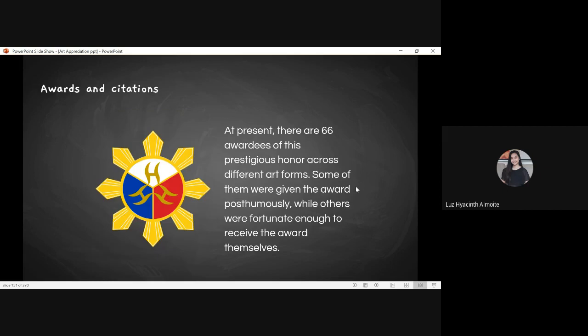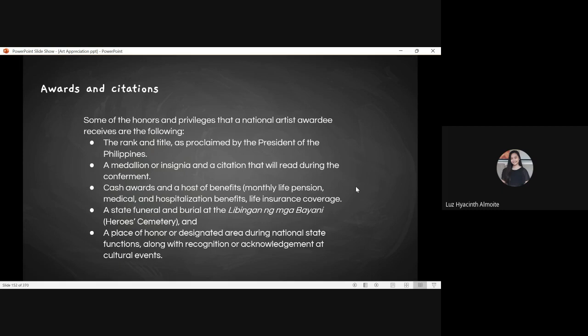So at present, there are 66 awardees of this prestigious honor across different artworks. Some of them were given the award posthumously, while others were fortunate enough to receive the award themselves. Some of the honors and privileges that a National Artist Award receives are the following. Yun nga yung the rank and title as proclaimed by the President of the Philippines. Meron din silang medallion or medal and a citation that will be read during the conferment. They also have the cash award and a host of benefits.